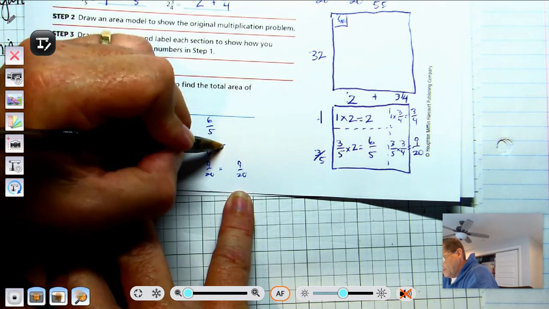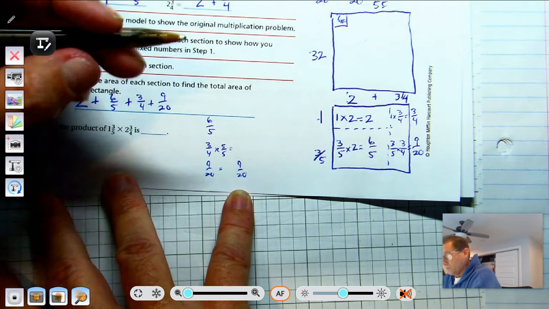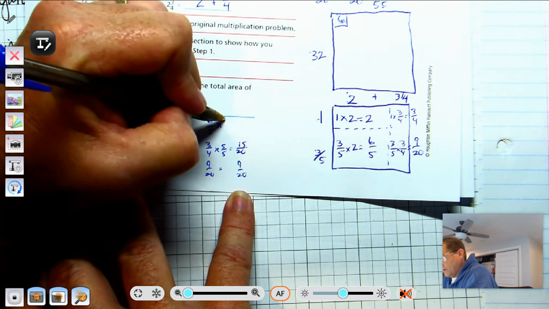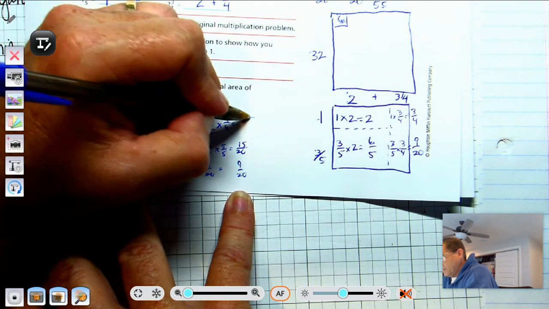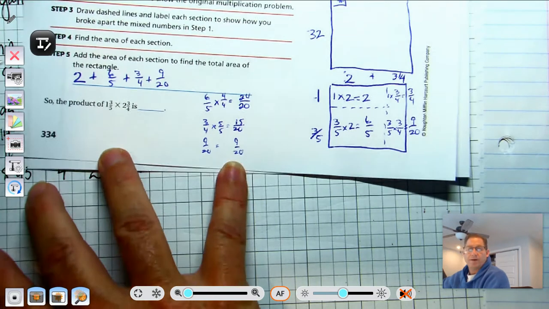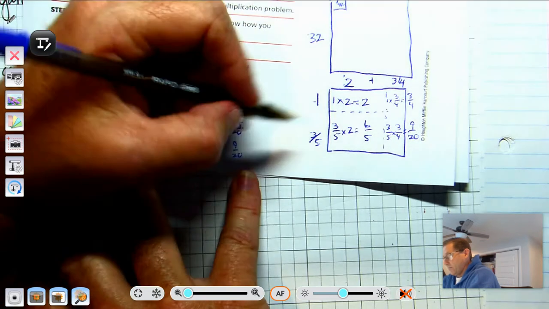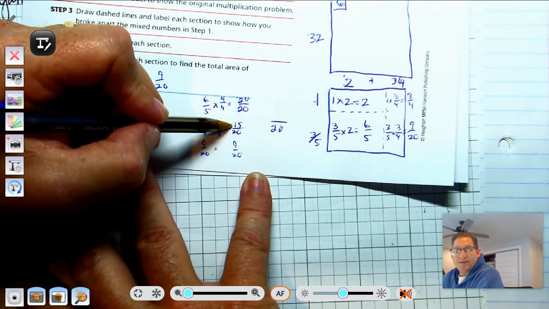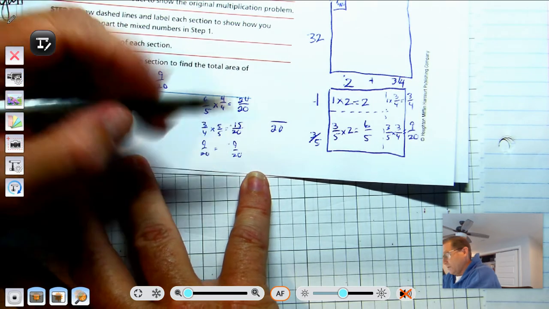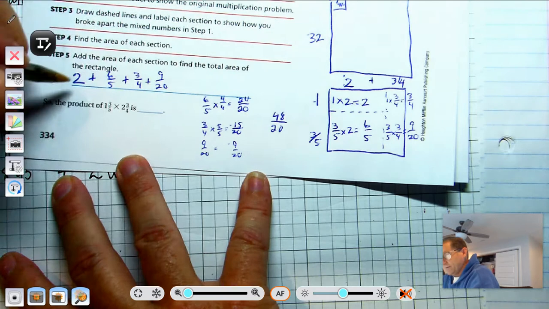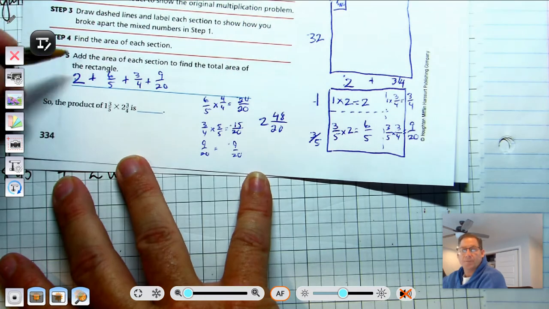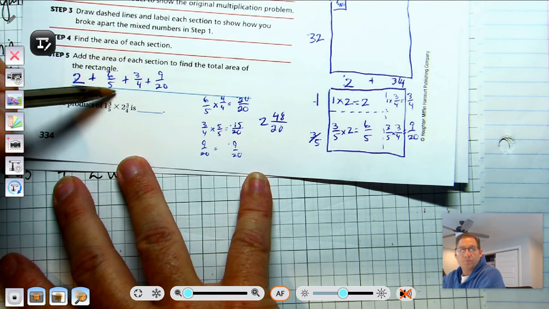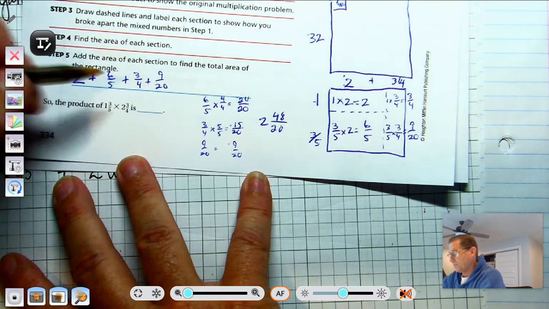Okay, and I recognize that 3/4 can become 20ths by multiplying by 5. So 15/20, and I notice that I can multiply fifths by 4 to get 20ths. So now we have common denominators. Now we can just add them up. And 25 plus 15 is 39, plus 9 more is 48. 48/20 plus the 2. The 48/20 were these three partial products, plus 2.